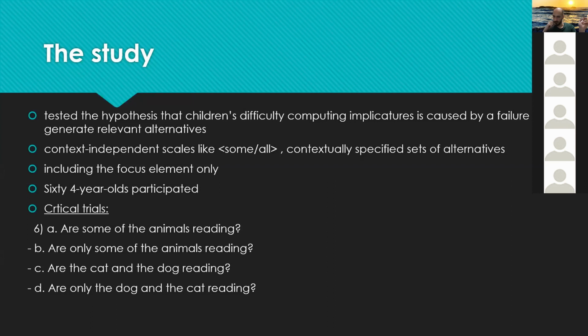So the authors basically say that if the children's difficulty computing the implicatures for the context-independent scales is due to a failure to access the alternatives, they should accept the statements in 6a and 6b. And it doesn't matter if the word "only" is present. But in contrast, they should have no difficulty strengthening the sentence in 6d, for example, because this one is contextually specified.